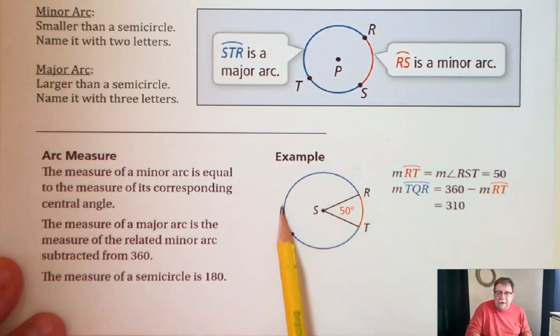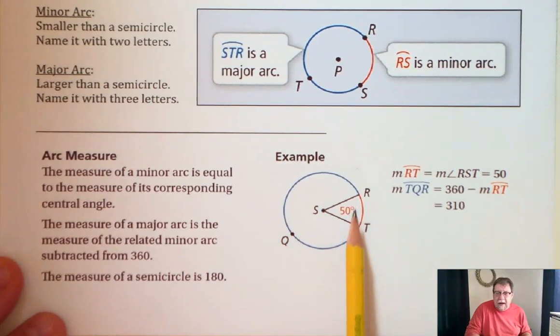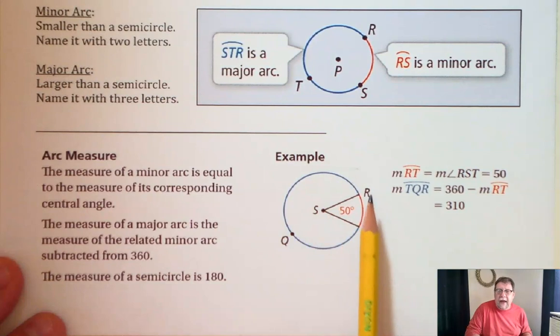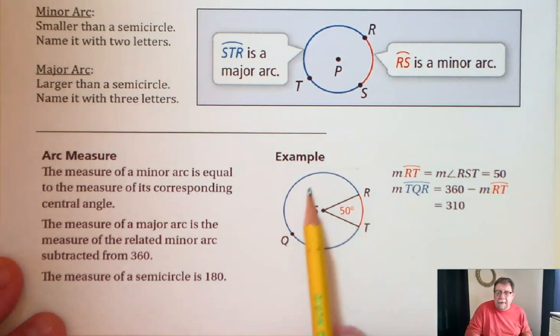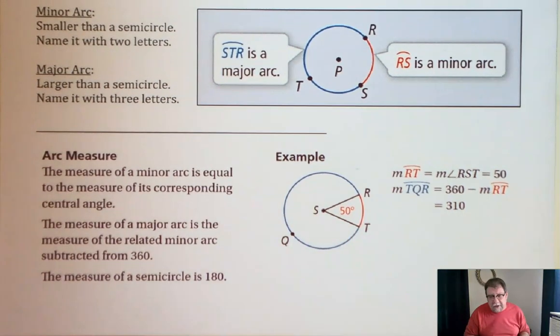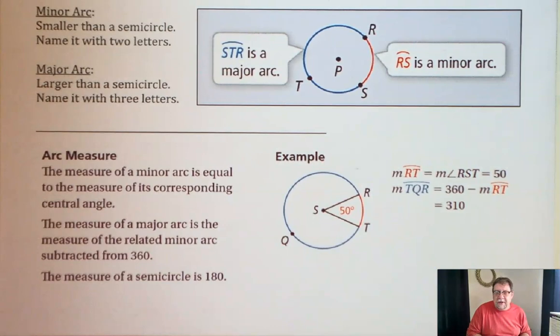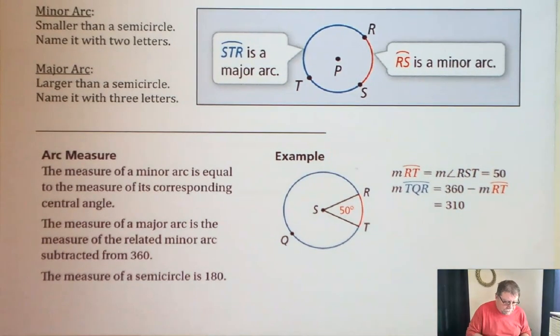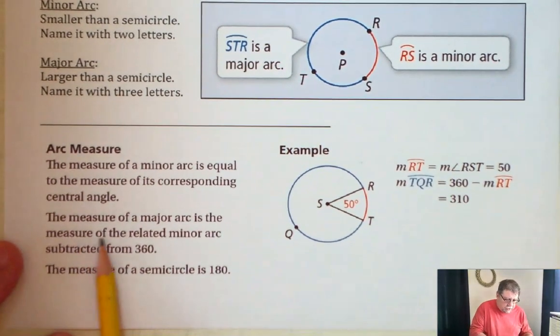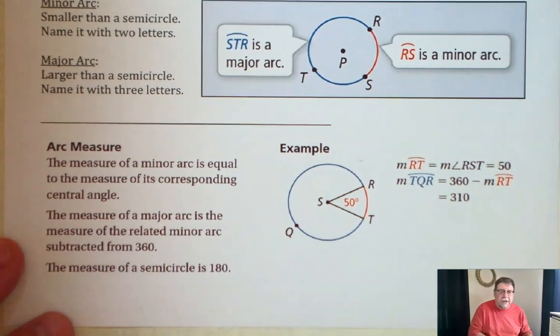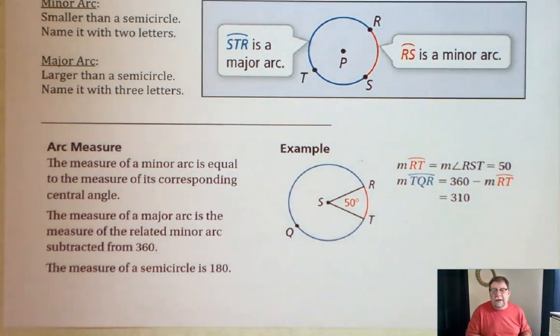The other arc you can find, the major arc TQR, you can find by subtracting that number 50 from 360 degrees, because the entire circle is 360 degrees. So we could find that one by subtracting 360 minus 50. The measure of a major arc is the measure of a related minor arc subtracted from 360. The measure of a semicircle is 180 degrees.